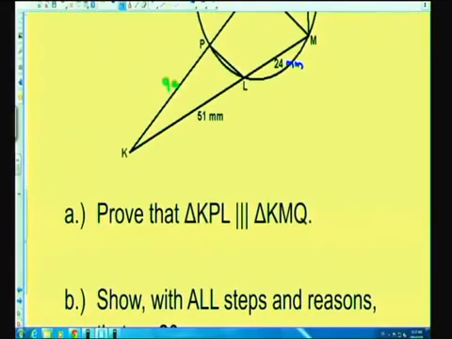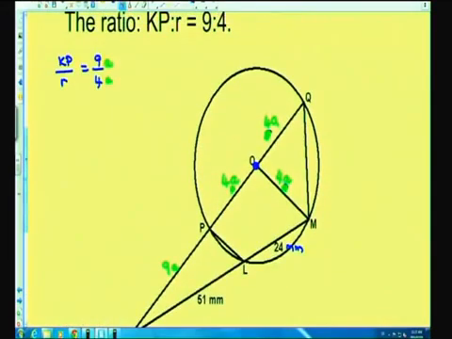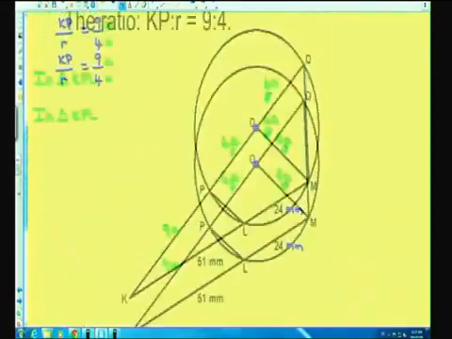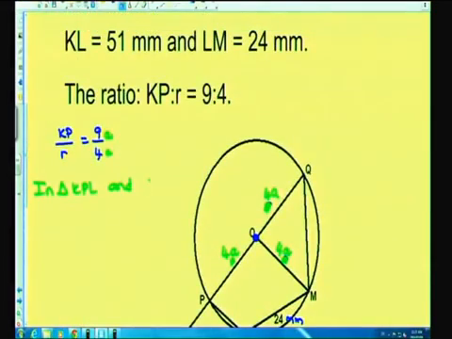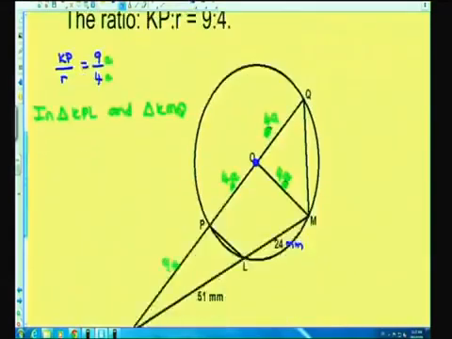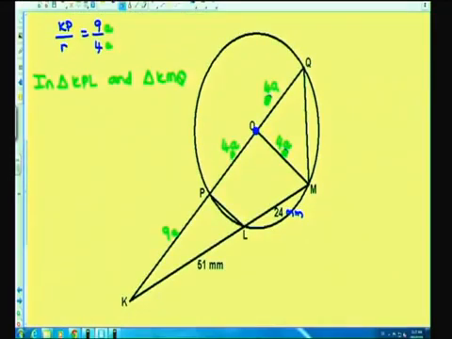Prove that, in triangle KPL and KMQ, they are similar. Now remember the cheat I told you about? This could be very useful. Let's highlight our triangles first of all. So KPL, let's put little tracks on that. And KMQ is the big guy. So let's highlight him completely. So KQM.